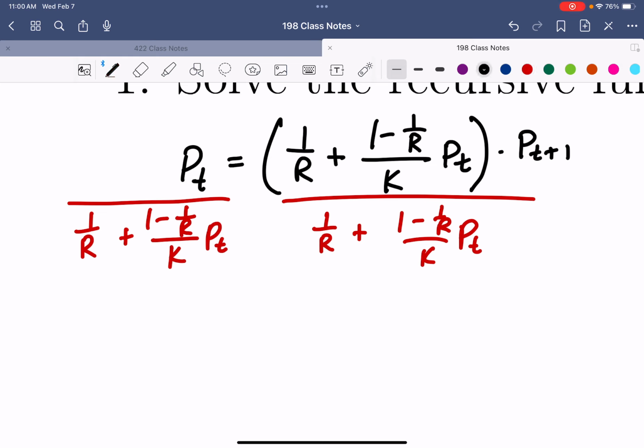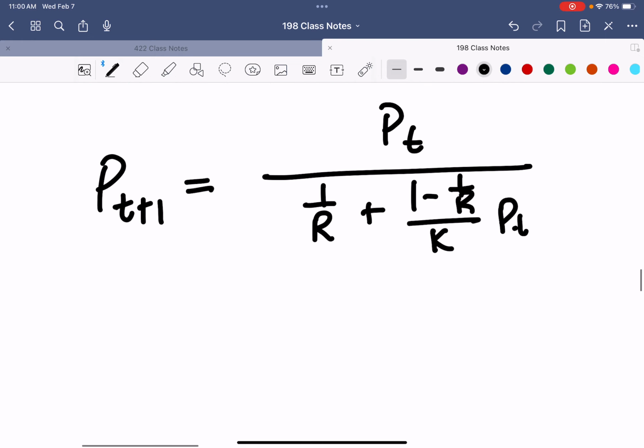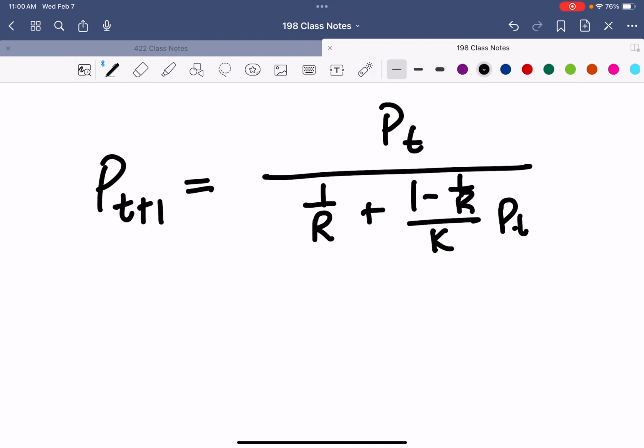Okay, that's going to leave me with, now I'm flipping left to right, so p_{t+1} equals p_t over 1 over r plus 1 minus 1 over r over k p_t. Okay, so there's some good things about what I've got going on here. I've got p_{t+1} equals and everything involving p_t on the right. Problem is I got way too many fractions going on. I have fraction in fraction in fraction. So I want to clear some fractions out.